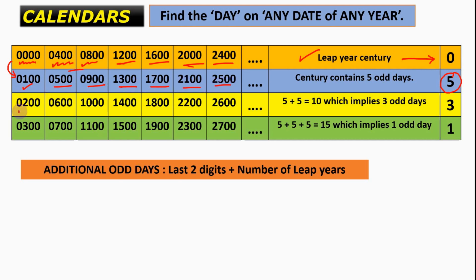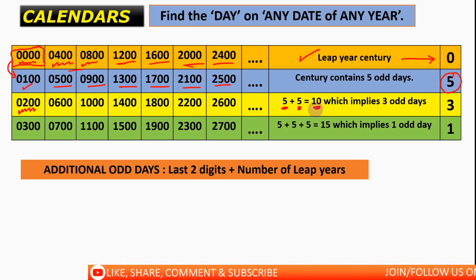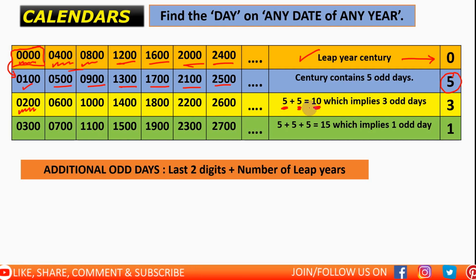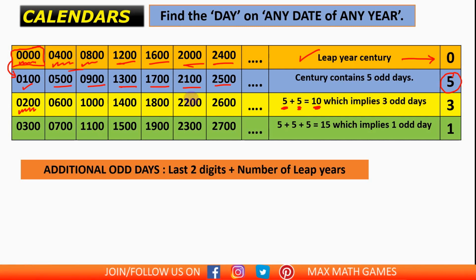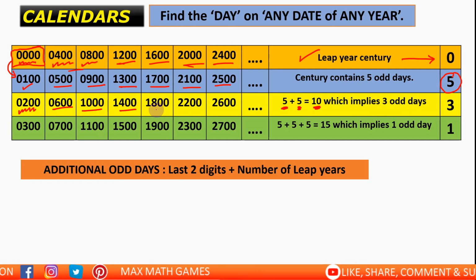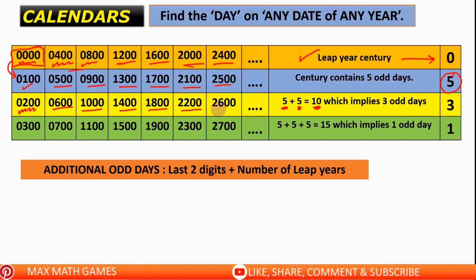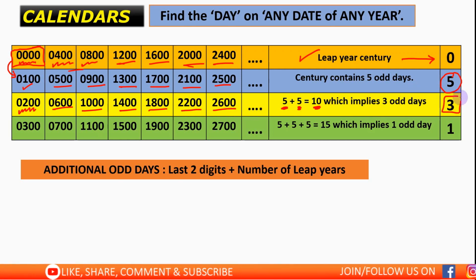Alright. Now 200 is 2 centuries away from 0000. Now 2 centuries implies 5 odd days plus 5 odd days for the subsequent century, which implies 10 odd days, and when 10 is divided by 7, it leaves a remainder of 3. Therefore, every year of 200, 600, 1000, 1400, 1800, 2200 and 2600 and so onwards will contain 3 odd days.